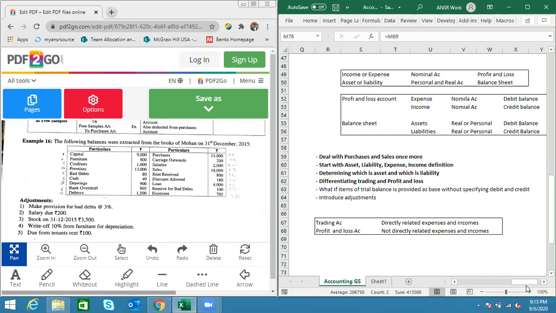Very quickly, we can determine this: if a nominal account is a debit balance, then that's an expense. If a nominal account is a credit balance, that's an income. If a real or personal account is a debit balance, that's an asset. If a real or personal account is a credit balance, that's a liability.